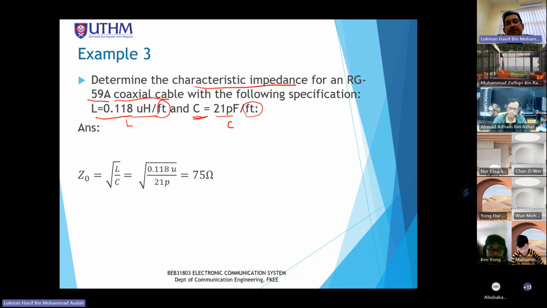Now you are given the L parameter and the C parameter. It doesn't specify whether this is high frequency or low frequency, and you are not given the parameter of R or G. Therefore, in this example, it is assumed to be a high frequency transmission line. For a high frequency transmission line, we can simplify the characteristic impedance equation to Z0 equal to square root of L over C.